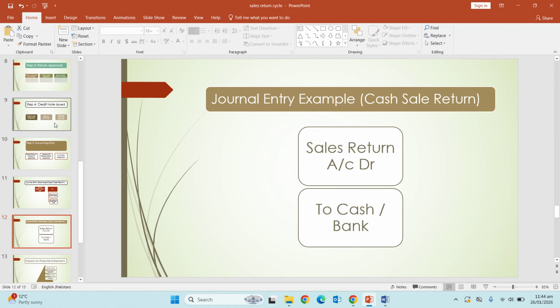And here is the journal entry example when sale is on cash. Okay, if the original sale was on cash, then the entry will be different. We will debit the sales return account and credit cash or bank because the company is returning money to the customer.